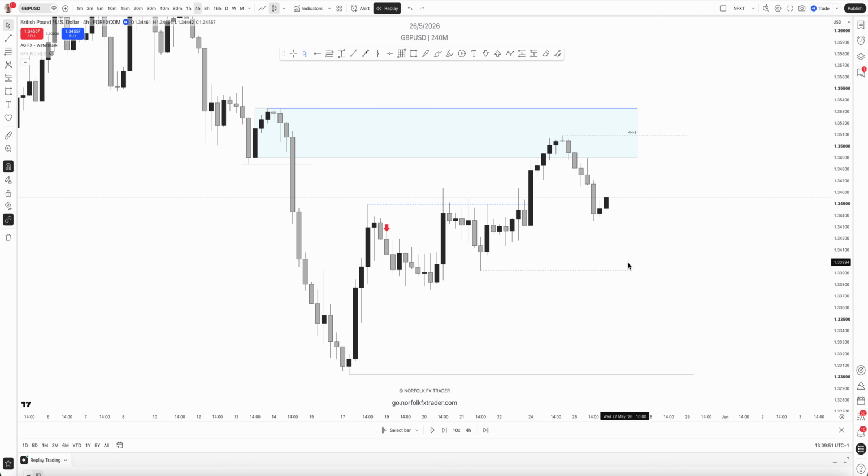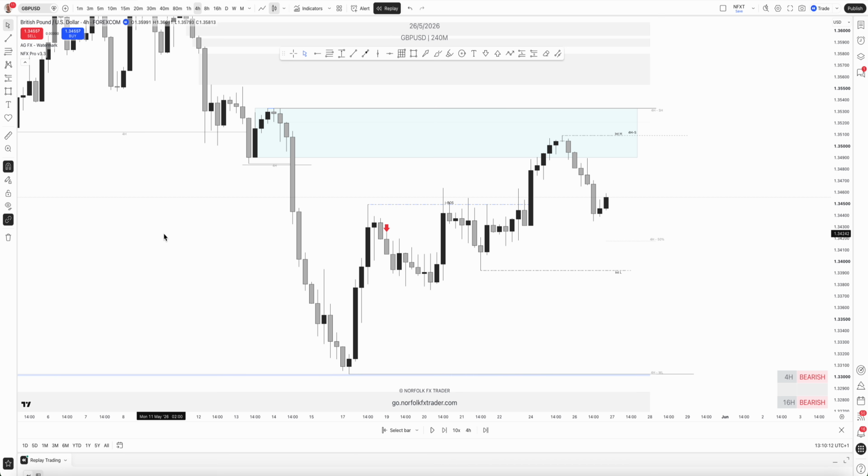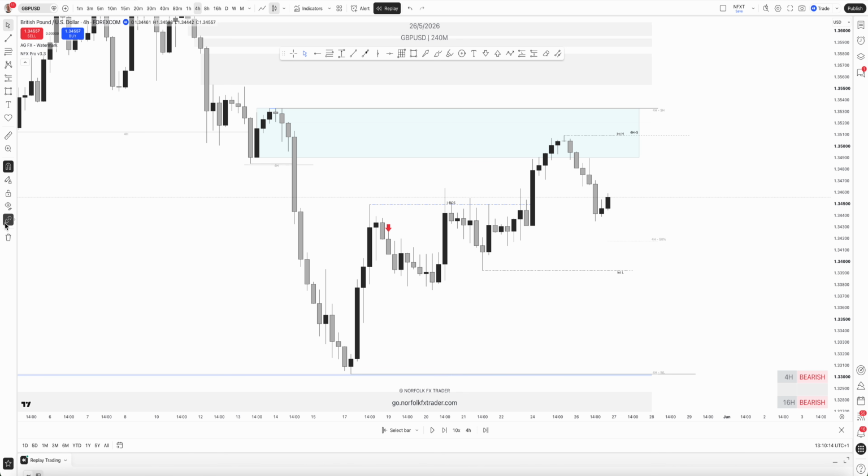Now, to make it even more simplified, to show you how we look at this internal structure and how we can use it to look for entries, let me just place on the companion tool. Now, I love using my tool because it's not only going to show me those levels instantly on the chart, it stops me from making those manual errors that I still make today. So let me just remove everything off the chart so you can see the actual tool plotting this for me.